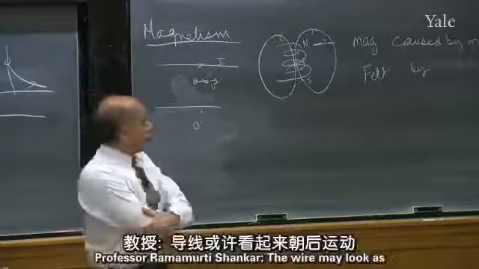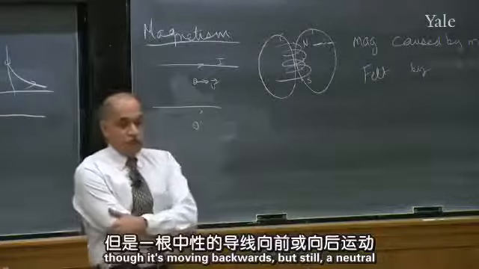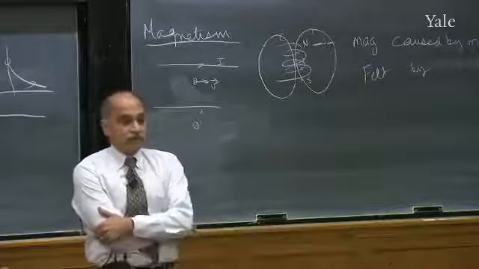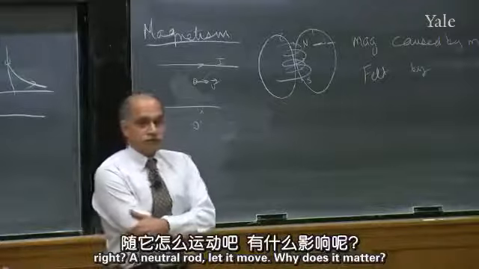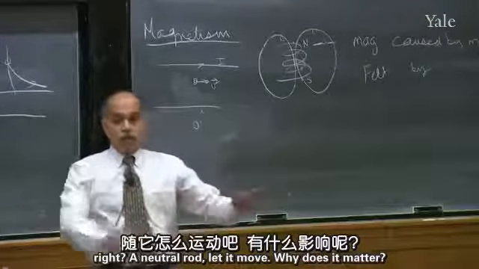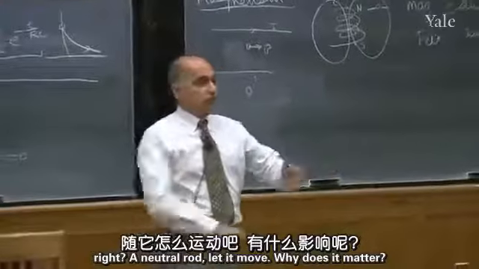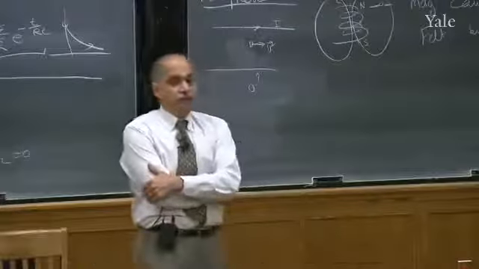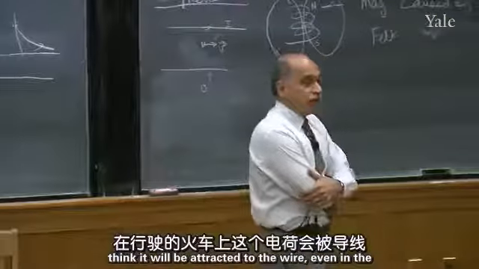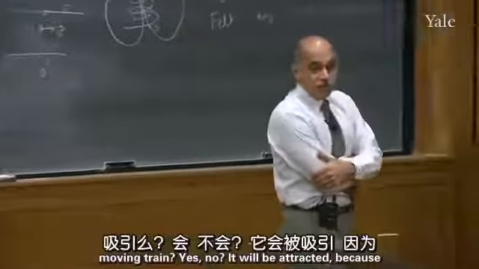The wire may look like it's moving backwards, but still, a neutral thing moving forwards or backwards shouldn't matter. Right? A neutral rod, let it move. Why does it matter? So what do you think happens? First of all, do you think it will be attracted to the wire even in the moving frame?